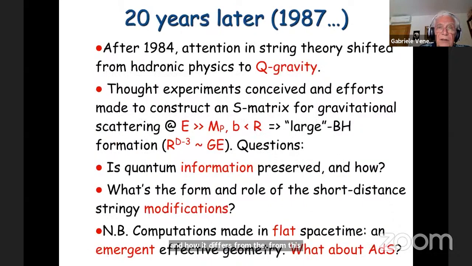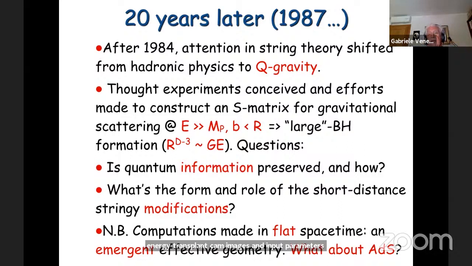Now, 20 years later, say 1997, the Green-Schwarz revolution had happened, and the attention in string theory obviously shifted from hadronic physics to quantum gravity. And some thought experiments were conceived, and efforts were made to construct an S matrix for gravitational scattering at very high energy, trans-Planckian energies, and impact parameters smaller than R.